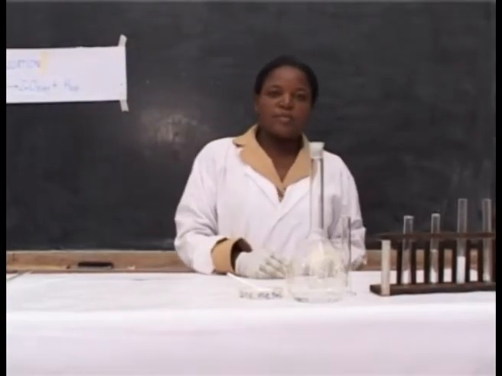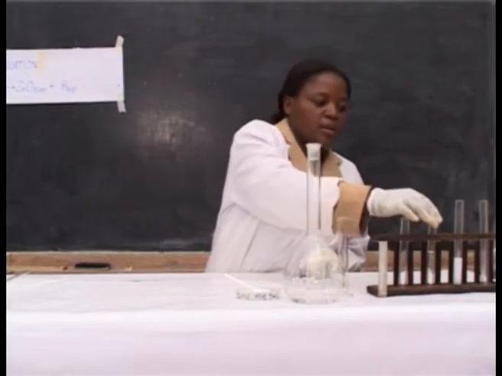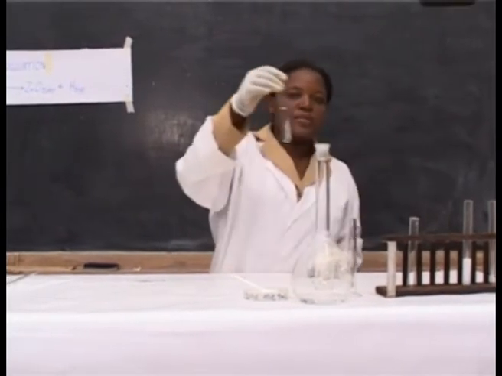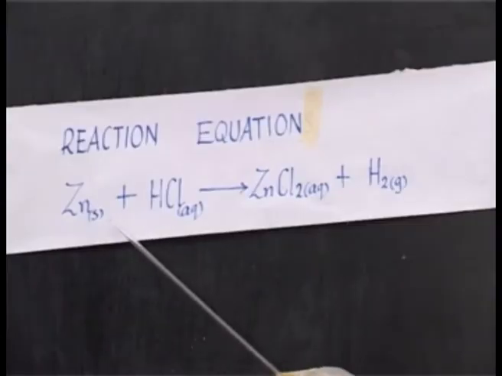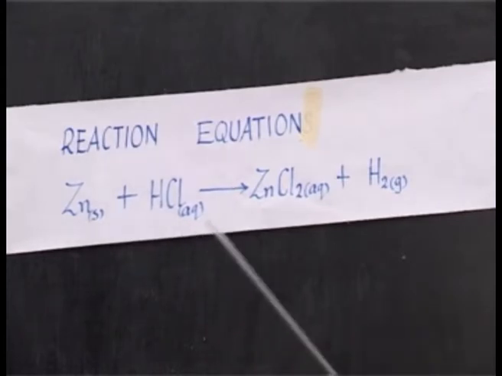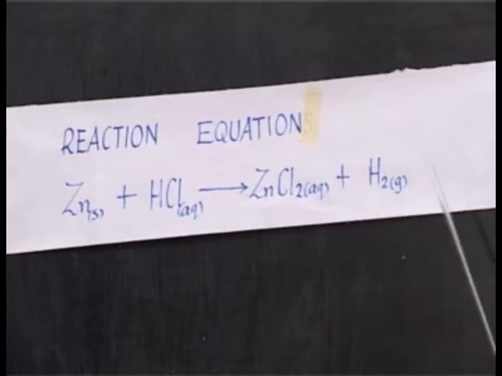At the end of this reaction, a clear solution will be observed in this way. The reaction is described by this equation, whereby zinc combines with hydrochloric acid to form zinc chloride and hydrogen gas. The reaction between zinc granules and dilute hydrochloric acid demonstrates a chemical reaction which is irreversible.